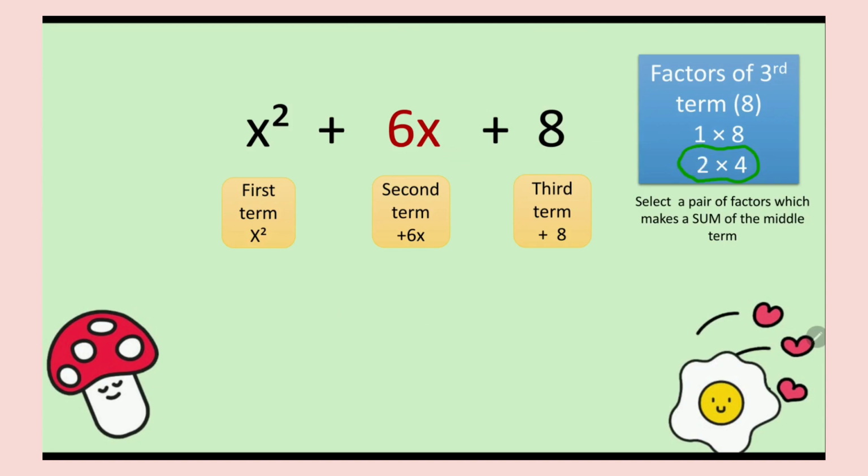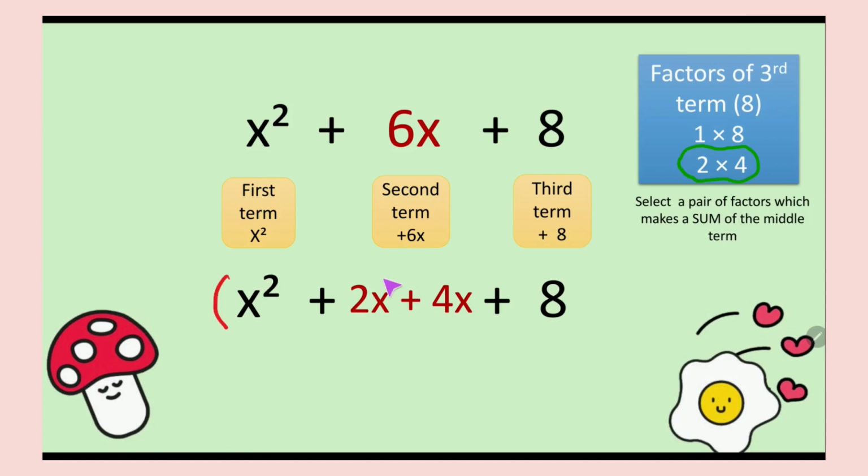Then you write the first term and the third term as they are, x squared and 8. And the middle term you have to split. How do you split it? It's 2x plus 4x. Split it with the factors you already found. So it is 2x plus 4x.